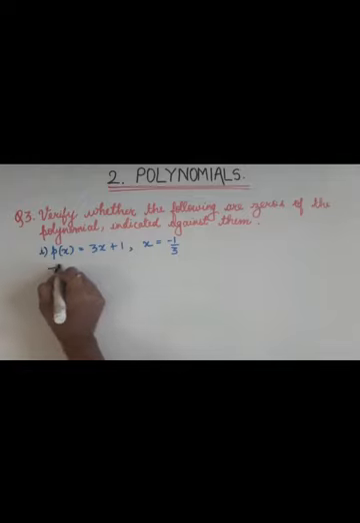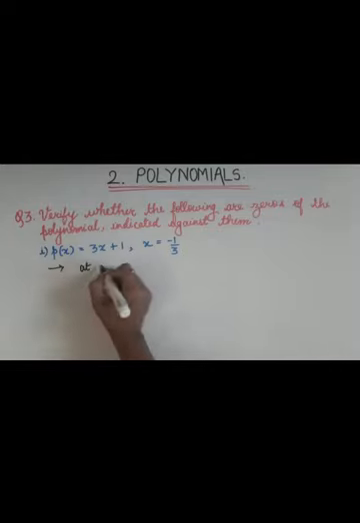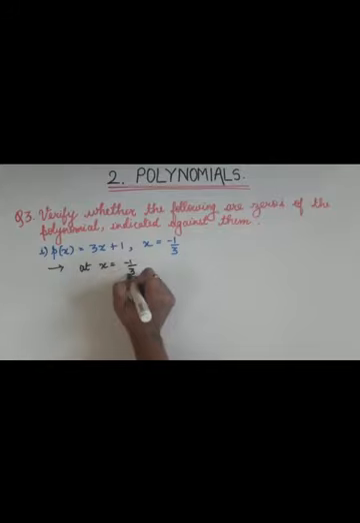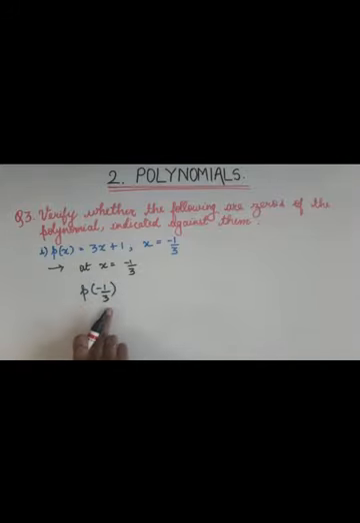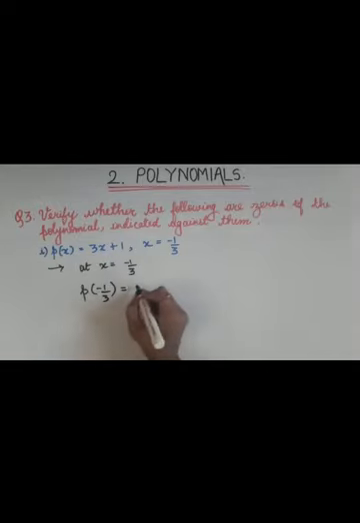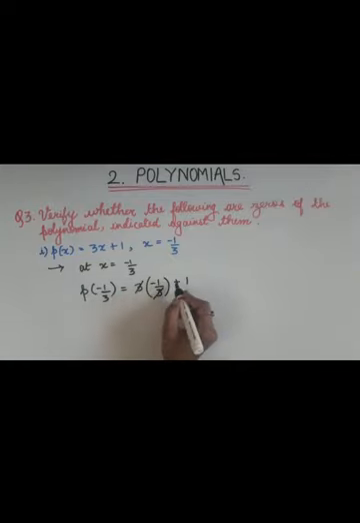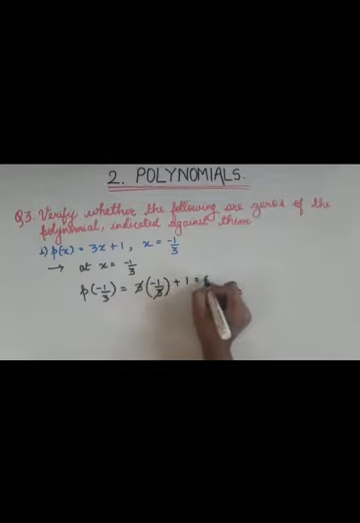So for that, we need to check the value of p of x at x is equal to minus 1 by 3. So at x is equal to minus 1 by 3, p of x, now substitute x with minus 1 by 3. So p of minus 1 by 3 will be equal to 3x plus 1. 3 into x will be minus 1 by 3, plus 1. Now this 3 will get cancelled, and minus 1 plus 1 is equal to 0.